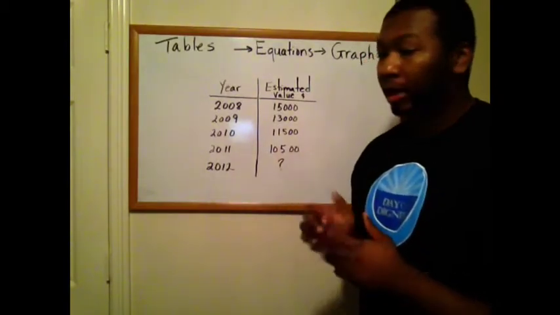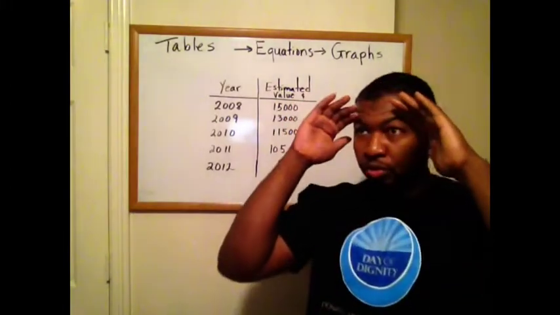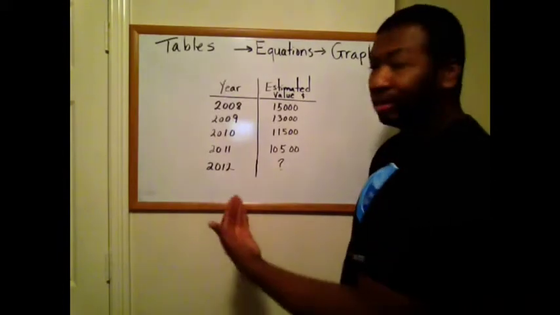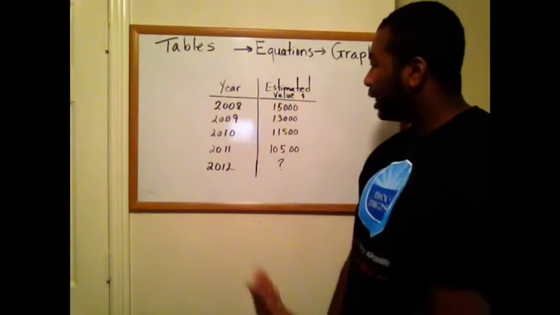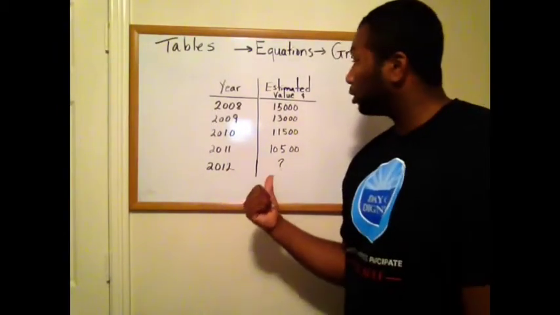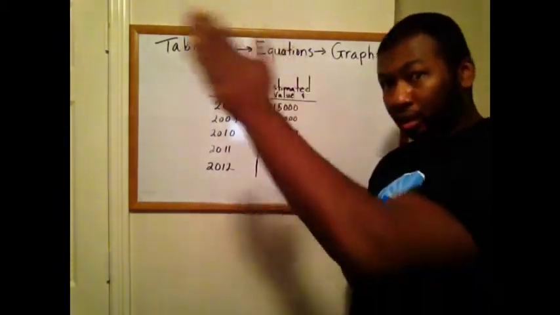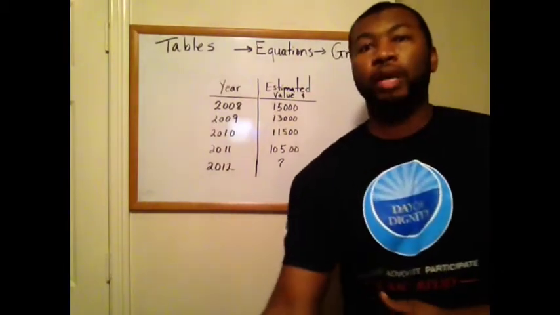Tables, equations, and graphs. All right, now we're going to peer into the future. Make a prediction based on this information they give us in the table. What's the estimated value going to be in the year 2012? And so, the best predictor of what's going to happen in the future, look at what happened in the past and look for the pattern.